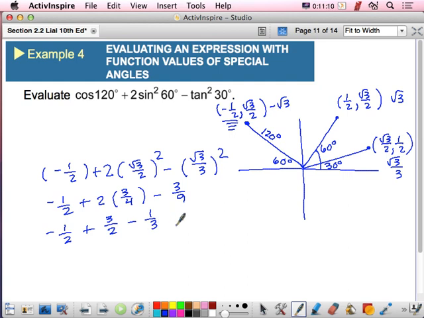Now I would expect you to be able to do this without a calculator if I asked you to. So you want to make sure that you follow along here. Now what's negative 1/2 plus 3/2? 2/2. So these two make 1, and 1 minus 1/3 is 2/3. Then I'm going to pause right here, and we're going to type this in our calculator and actually check it, so that you can start learning how to type things in the calculator when you have the chance to.